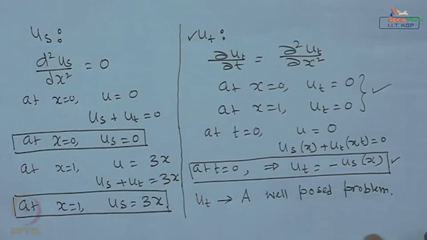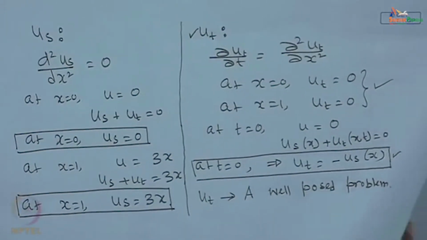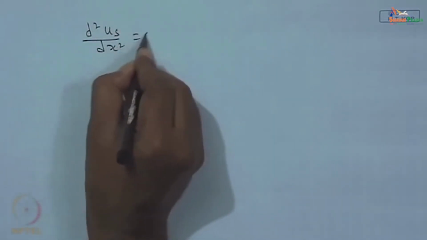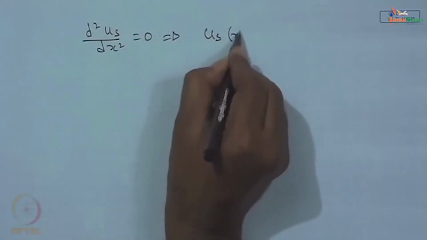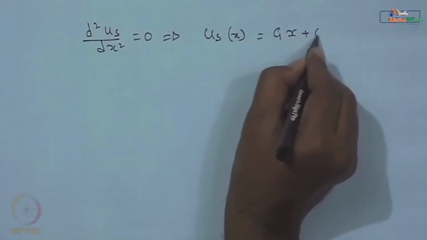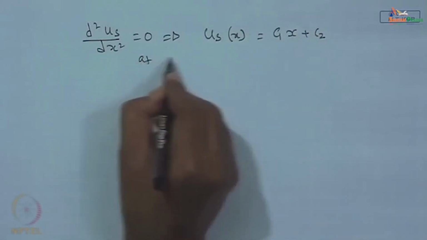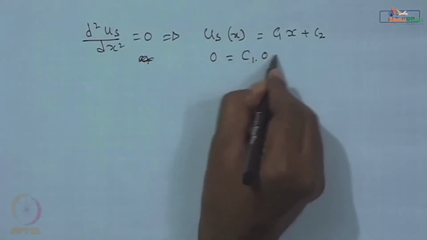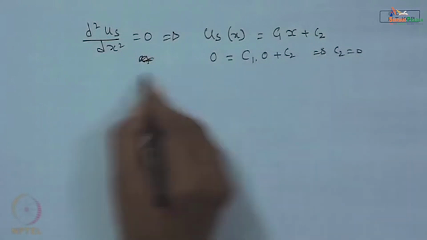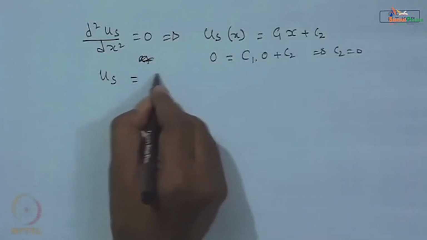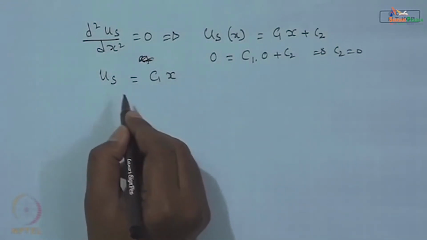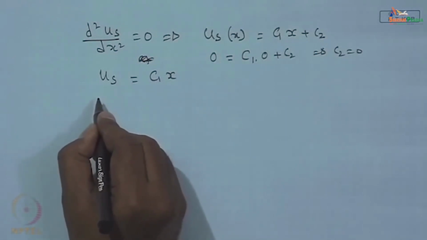Let us try to solve the steady state part at least. The equation of the steady state part is d square u s d x square is equal to 0. So, solution is u s, which is a function of x, is nothing but c 1 x plus c 2, and at x is equal to 0, u s is equal to 0. So, u s is equal to 0, which is equal to c 1 times 0 plus c 2. So, c 2 is equal to 0. So, u s is nothing but c 1 x. Let us put the other boundary condition. At x is equal to 1, u s was equal to 3 of x.